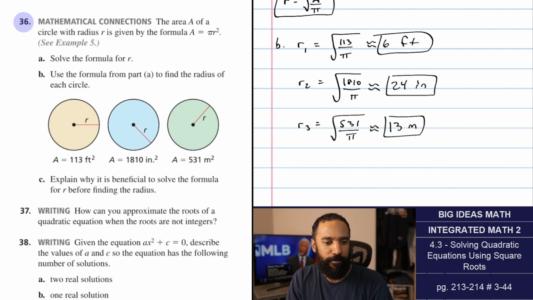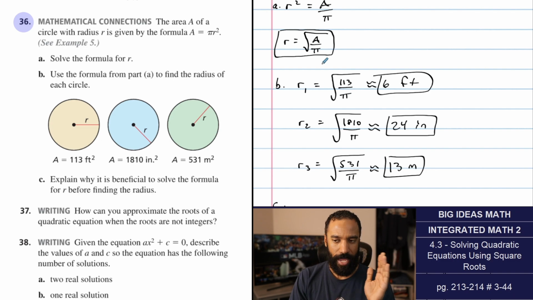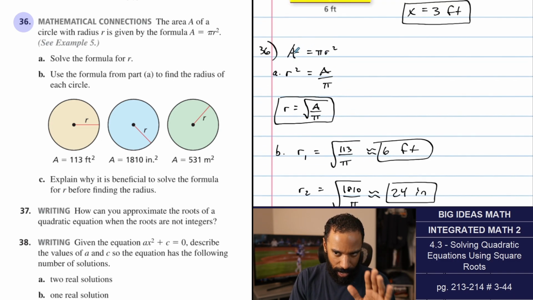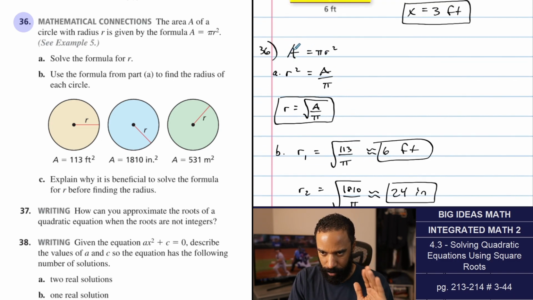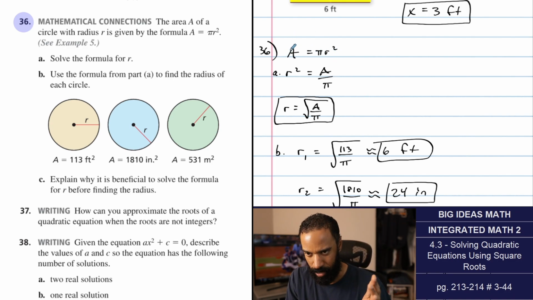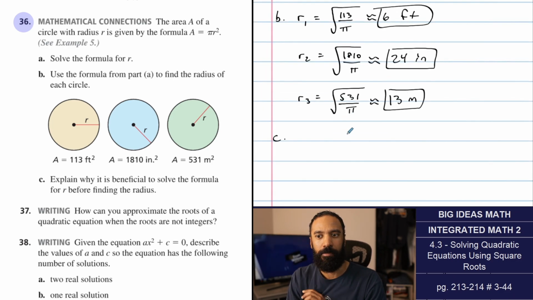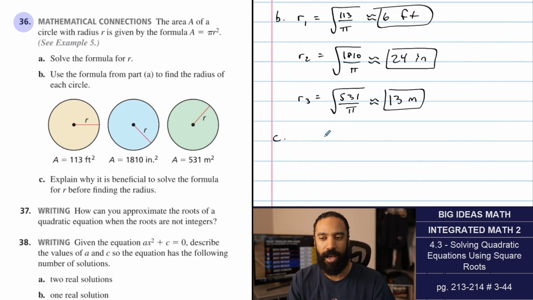Part C, explain why it is beneficial to solve the formula for R before finding the radius. Because it's a simple plug-in. At this point, we have everything taken care of. Imagine that you had area here. We put 113 into here. Then you have to say, now we divide both sides by pi. Now we take the square root of both sides. It takes more steps to get that. I know that's what we're writing in our calculation, but we have everything involved that we need to calculate now.